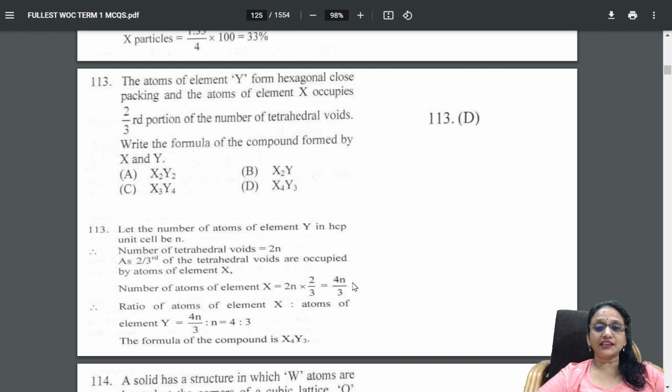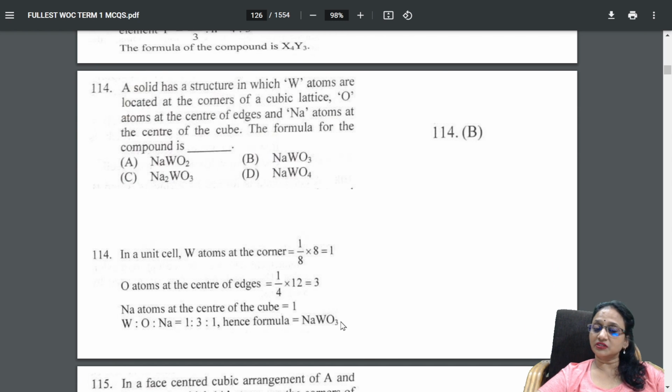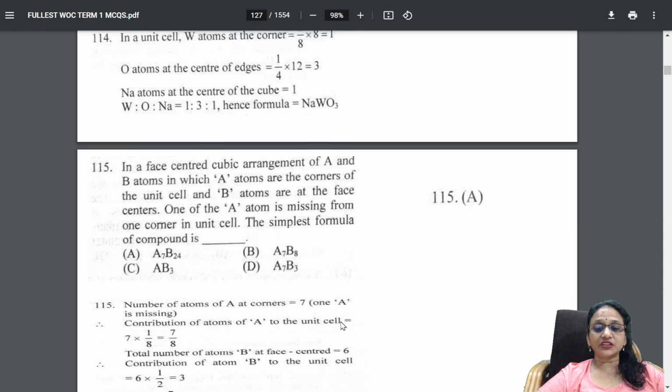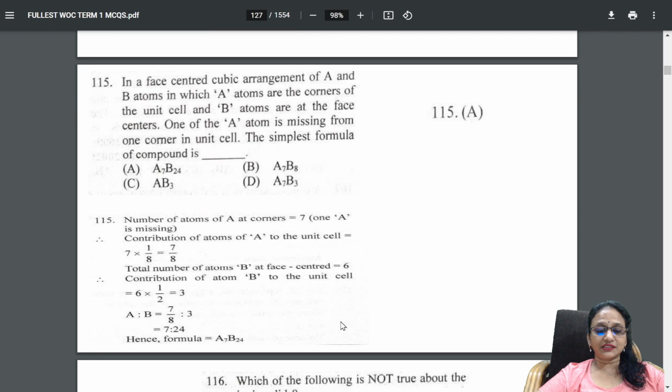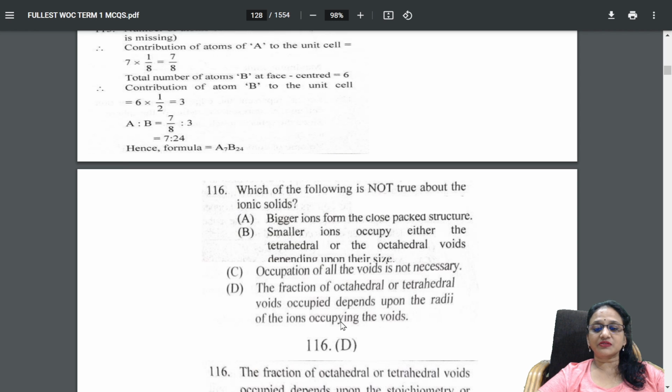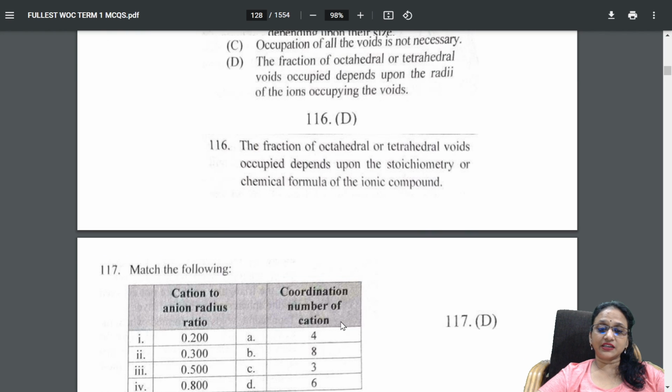So basically here the important thing is, first of all, you should know the formulas. So tetrahedral void is 2n. Octahedral void is n. So how many atoms have they given? You multiply and you get the number. So the formula is given. Like that, different questions are given on the formulas. Right. So basically, let us see the different questions. This is a question based on your octahedral and tetrahedral voids.